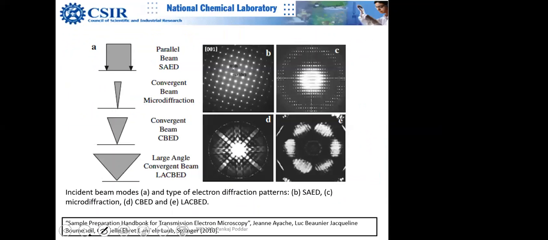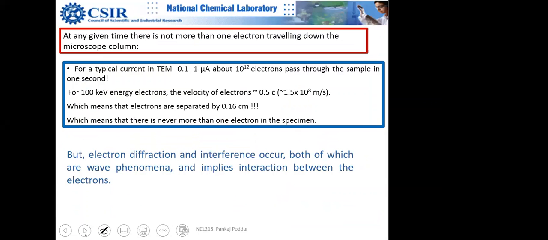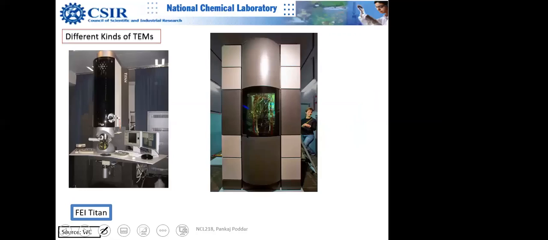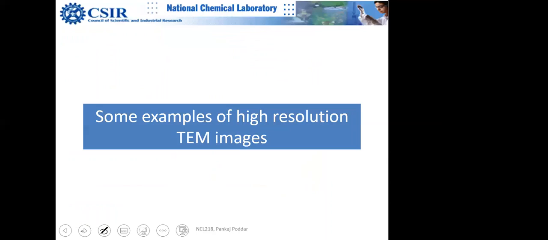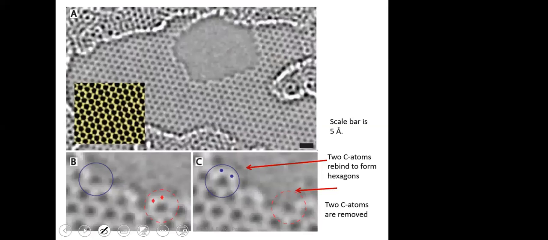What I will do now is give you a brief summary of the techniques which are possible. You can see the different kinds of electron microscopes, and this is one of the highest resolution microscopes it was. Now you have even better microscopes. What you can see is a graphene layer, single layer, double layer. You can see atoms. You can see atoms migrating from this point to this point.